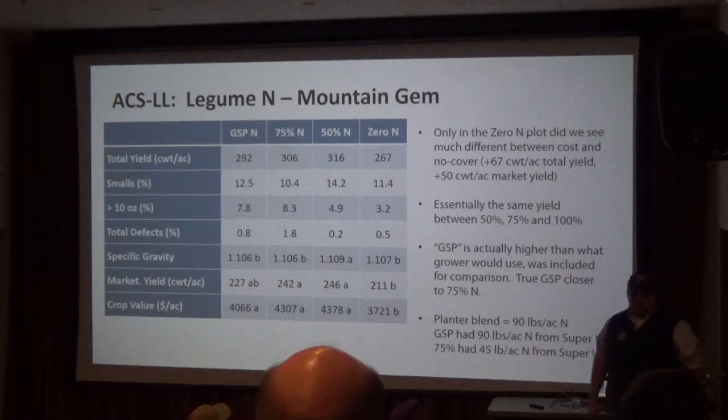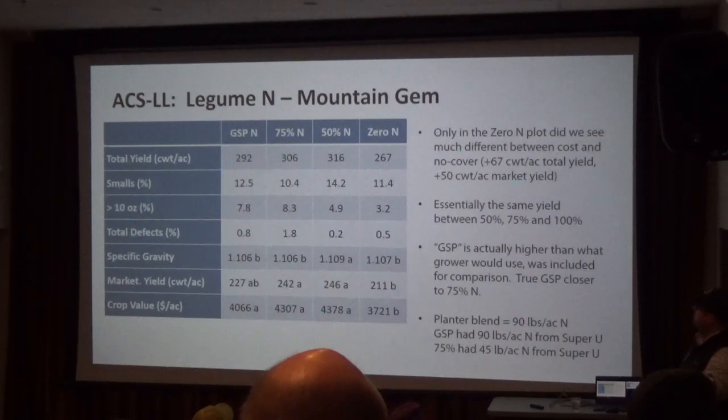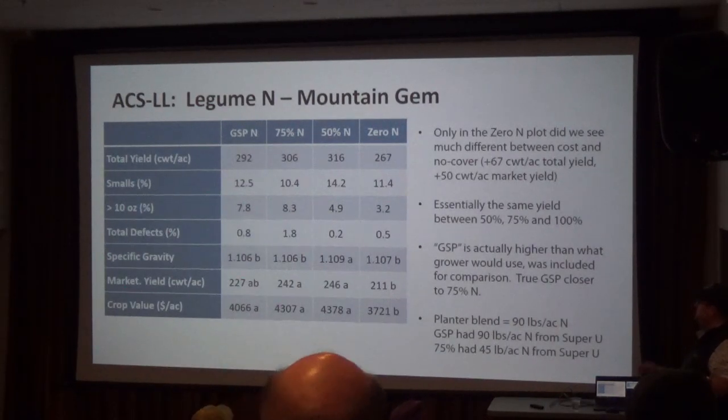These are Mountain Gems, and again, this was a strong field going in, and this field looked gangbusters all year, and then it didn't rain for 2 months. I dug samples for the AIM tours in the last week of August, and then I dug this field the last week of September for the trial, and the yield improved about 20 hundredweight in a month. They stayed green, but they just couldn't bulk because they didn't have the moisture. But again, there's no difference statistically or numerically between 50, 75, and 100.